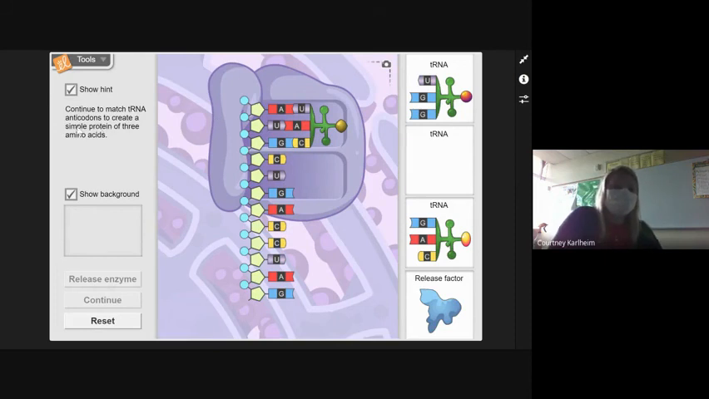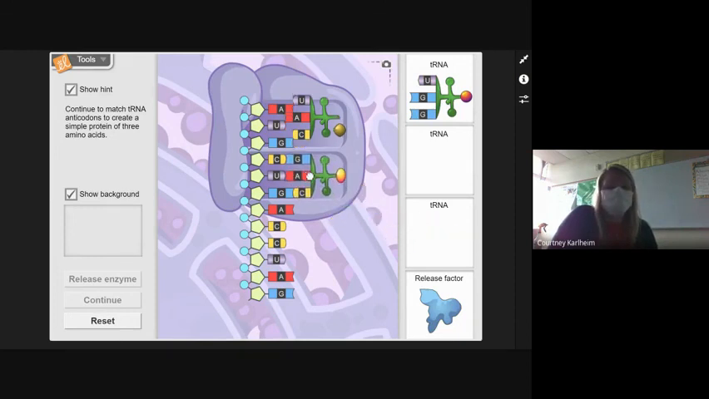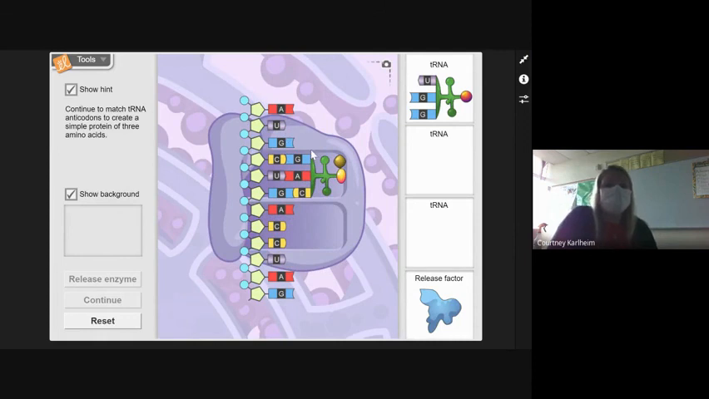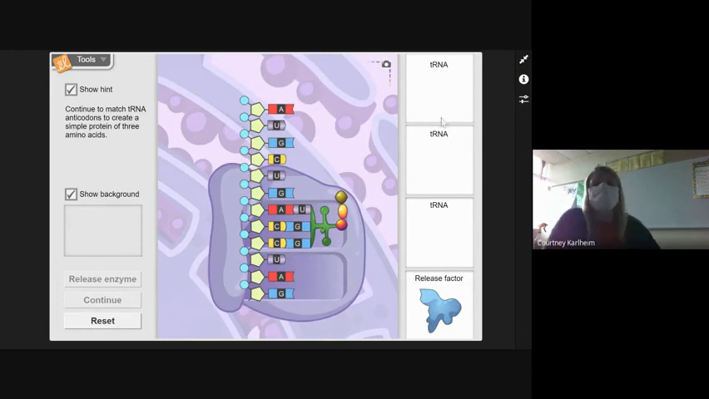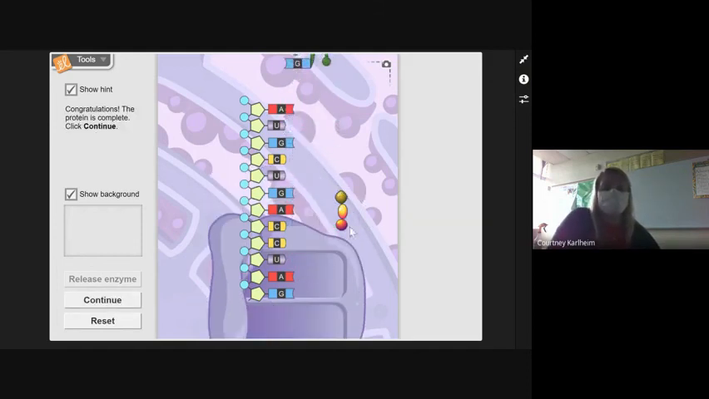So then it says continue to match the truck RNA anticodons to create a protein. So what connects with a C is a G. This one starts with a G, so I know that that one's going to be next. Grab that, put that there, and look, it moves along. So then the ribosome keeps reading. What matches with an A? Usually it would be a T, which means it switches to a U. Put that one on there, moves along. And then there's no other tRNAs, so we just know that the release factor comes next. Just plop that on the back end, and we've created a small protein.